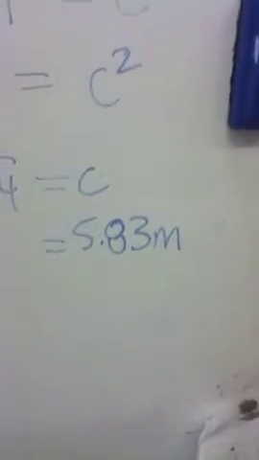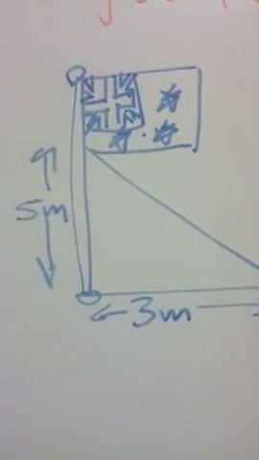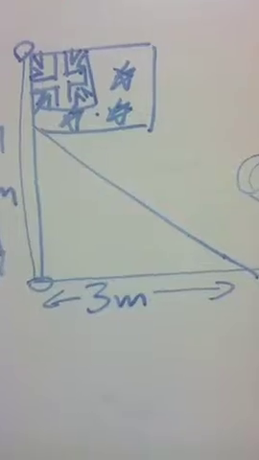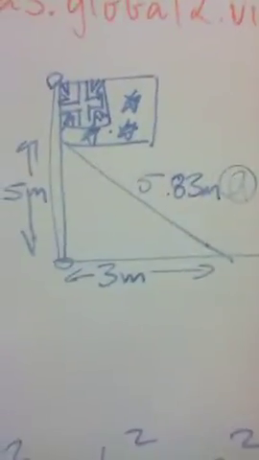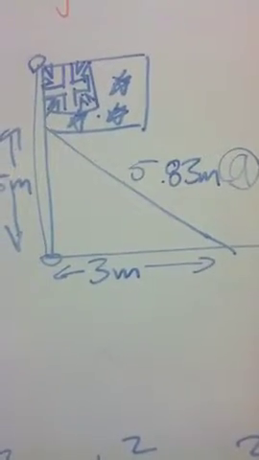Let's see if that is a sensible answer. Let's look at our problem. We know that the hypotenuse has to be the longest side. If our answer is 5.83 meters, is it longer than the other sides? It is. So that is a sensible answer.